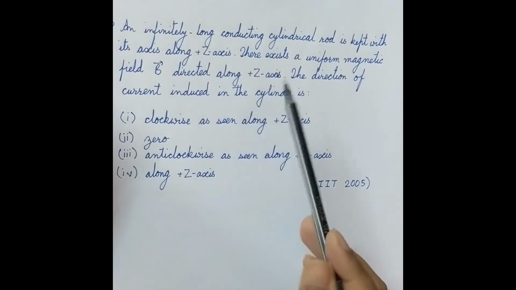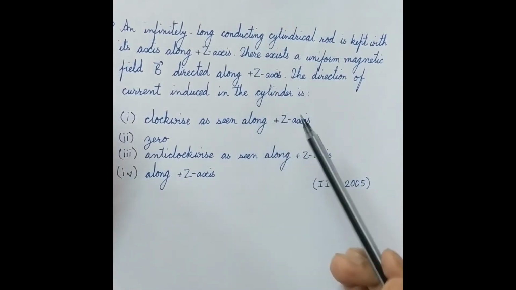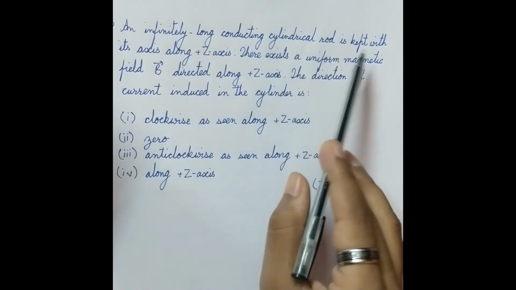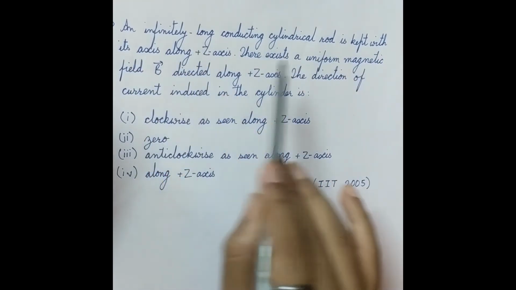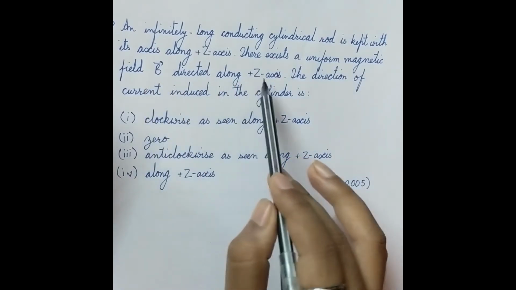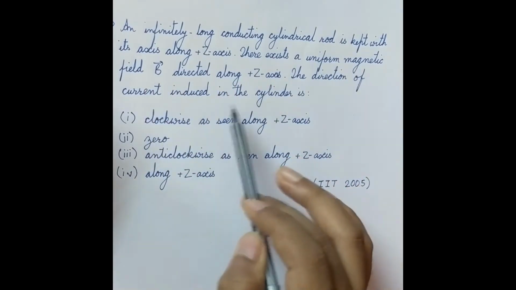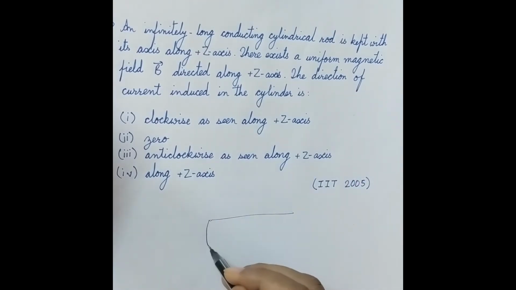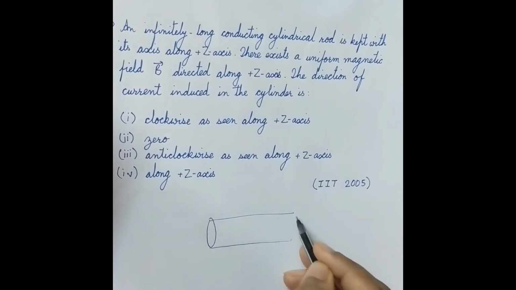This sum is a pretty straightforward sum, but I'll tell you a few more variations that are possible with this sum. So it says that an infinitely long conducting cylindrical rod is kept with its axis along the positive z-axis. There exists a uniform magnetic field B directed along the positive z-axis. The direction of the current induced in the cylinder will be. So let's draw out our diagram. So you have a cylinder.